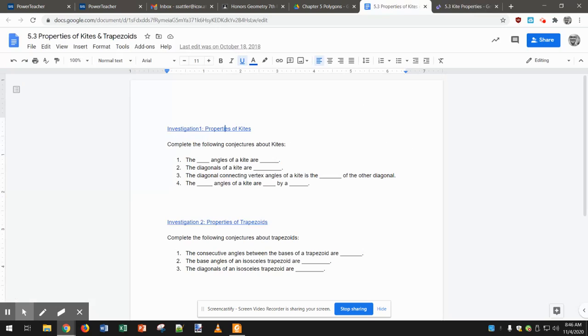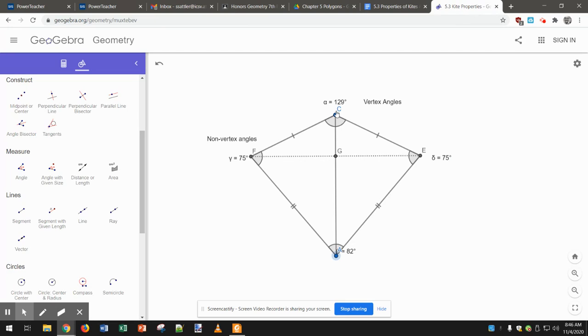So I'm going to go back to this doc and we can fill this in and say non-vertex angles of a kite are congruent. That's the first conjecture. The diagonals of a kite are blank. So this one should be obvious to see.